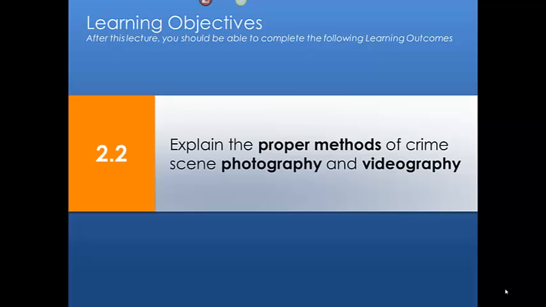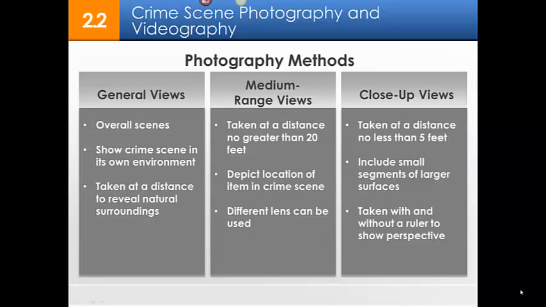The most important requirement is authentication. Specifically, the party seeking to introduce the photograph into evidence must be prepared to present testimony that the photograph is accurate and correct. The 3 types of photography methods are general views, medium range views, and close-up views.